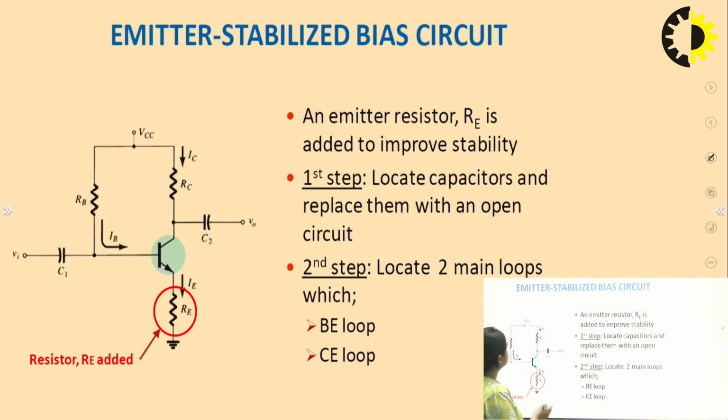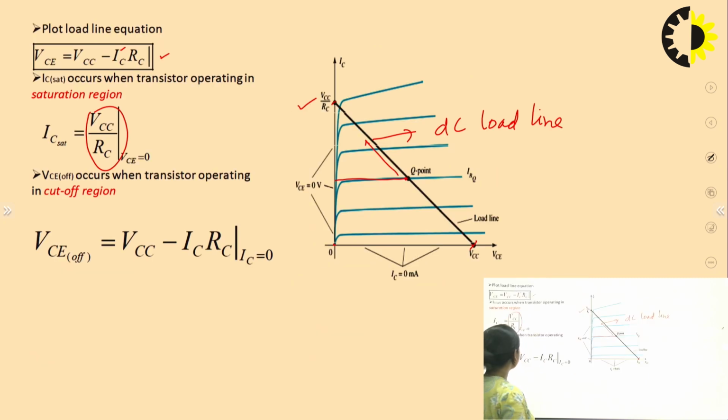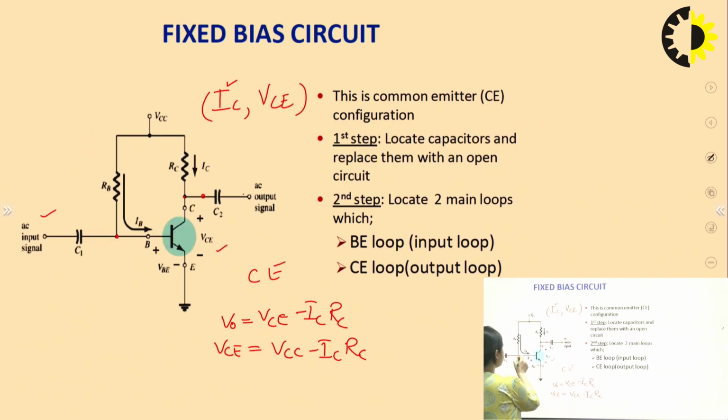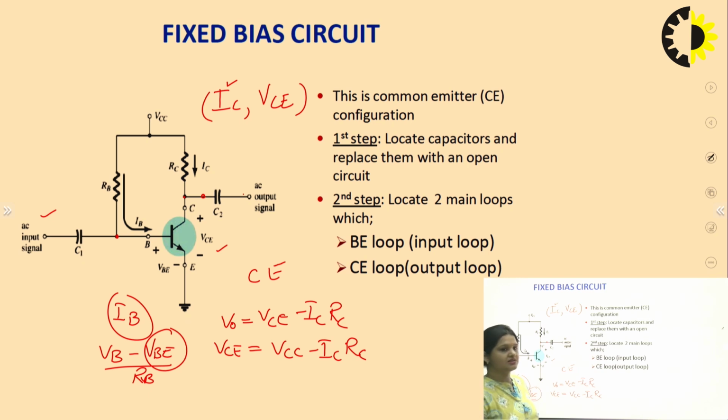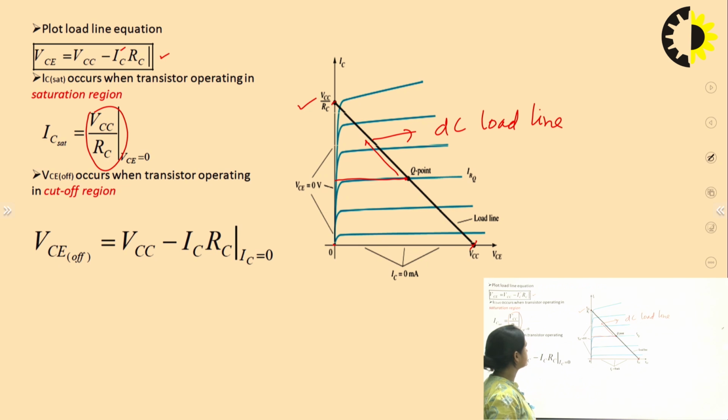This is the emitter stabilized biasing, because in fixed biasing the problem is that the output is directly related to IB, and if there is a change in temperature, that will impact the value of VBE. The value of IB can be written as VB minus VBE upon RB. So if there is any change in temperature, the operating point will change.